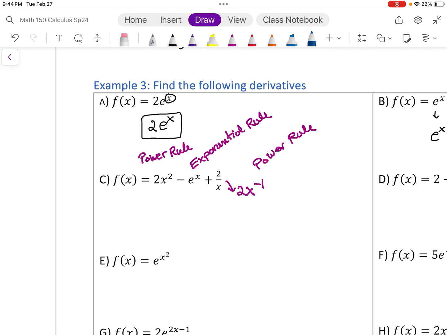Okay, so let's work through these term by term. So the first one with the power rule, the 2 comes down and multiplies the 2 in front. We get 4x. And then we subtract 1 from the exponent. 2 minus 1 is 1.